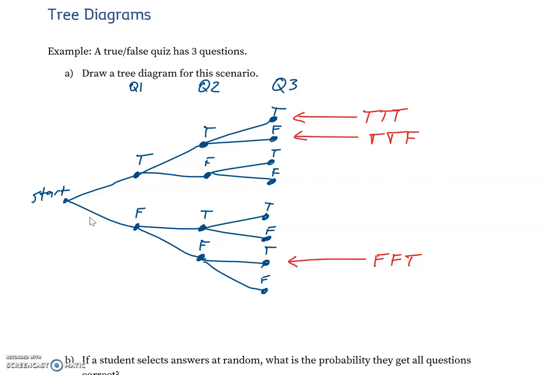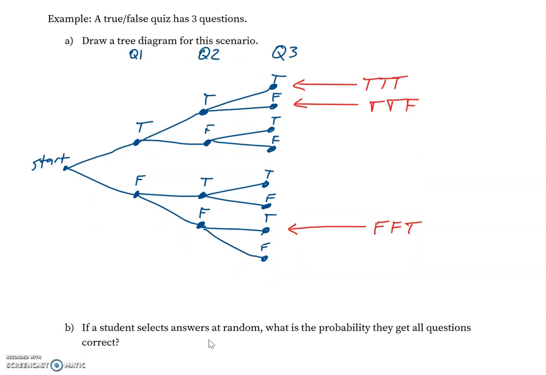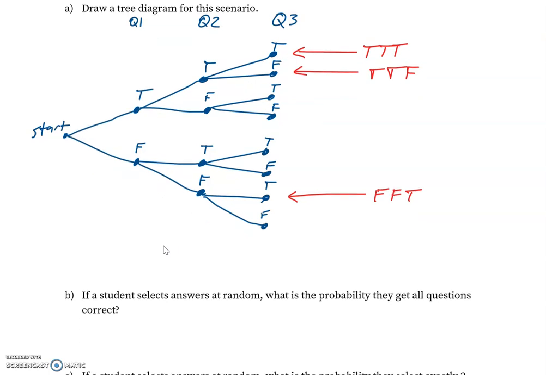So why is this useful? Well, we can ask a lot of questions about this. So one thing that we're going to ask here is, if a student selects answers at random, what's the probability they get all questions correct? Now, we don't need to know what the questions were or what the correct answers were. What we can look at is, well, how many possible paths could that student have gone? If they're selected at random, we just say, how many of these little nodes, or because it's a tree diagram, how many of these leaves, a lot of times we'll call them, how many of those are there?